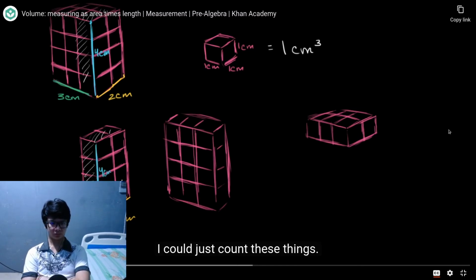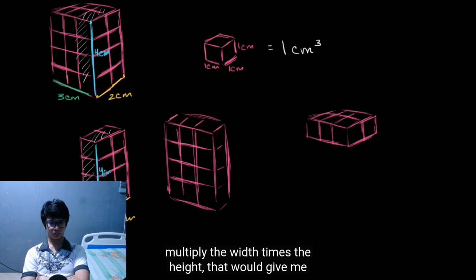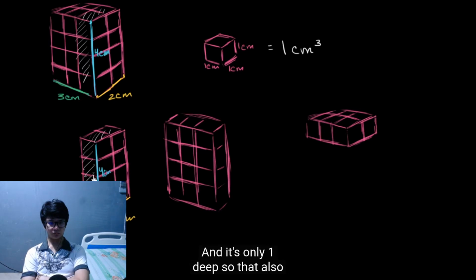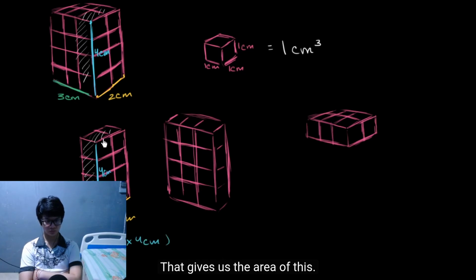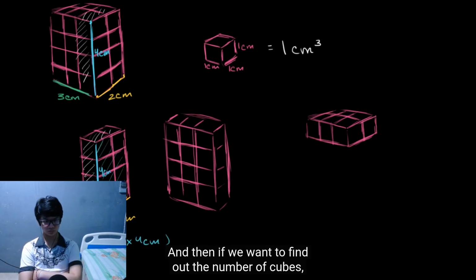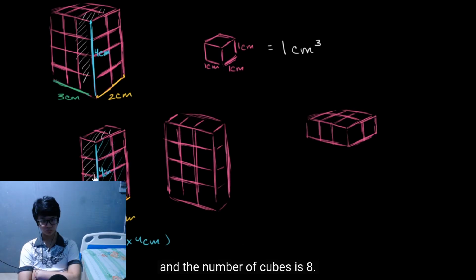And you might be saying, hey, Sal, I could just count these things. I could get 8 squares here. But what if there was a ton there? It would be a lot harder. And you might realize, well, I could just multiply the width times the height. That would give me the area of this surface right over here. And it's only 1 deep, so that also will give me the number of cubes. So let's find the area here. Well, that's going to be 2 centimeters times 4 centimeters. That gives us the area of this. And then the number of cubes is going to be equivalent. So we have 8 square centimeters is this area, and the number of cubes is 8.